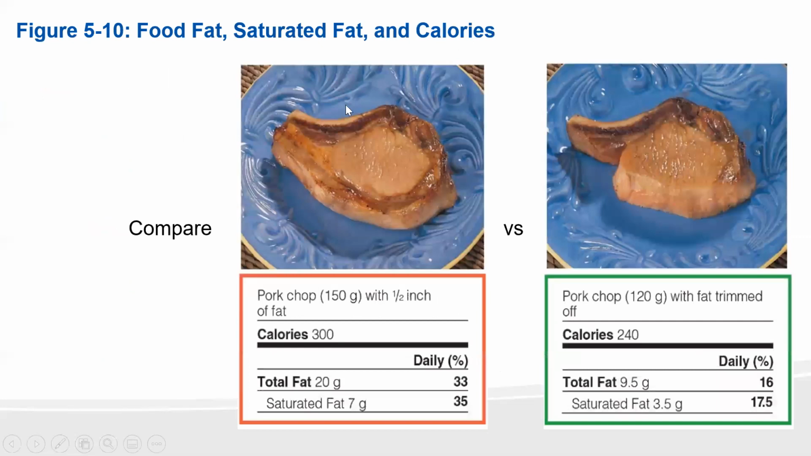So let me show you some examples from the textbook of what can be done. There's what looks like a pork chop, and there's fat around the edge.